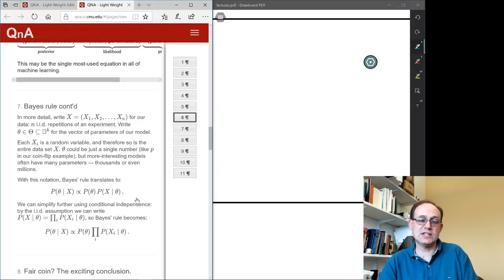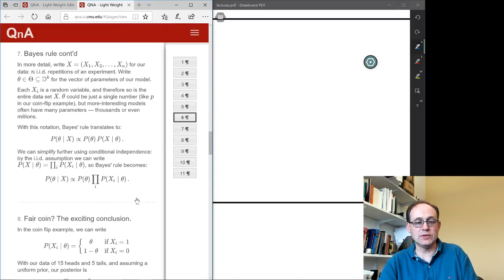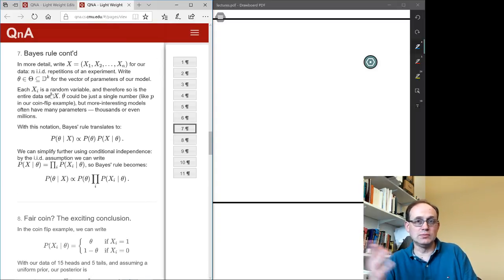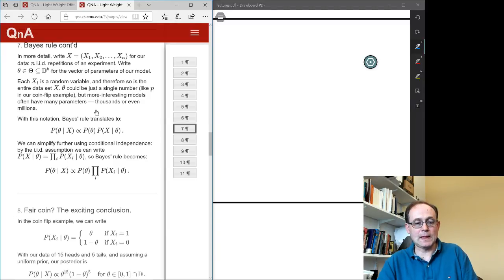All right, so let's go back to our coin flip example, or more generally, the example where we have a bunch of IID data. So let's write X for all of our data, meaning N IID repetitions Xi, and theta is our parameter. Our data set is a random variable, which means we can consider conditioning on it as we have been doing. Our parameter could be just a single number like the probability in the coin flip, or it could be a vector of numbers. It could be like the weights of a linear classifier, for example.